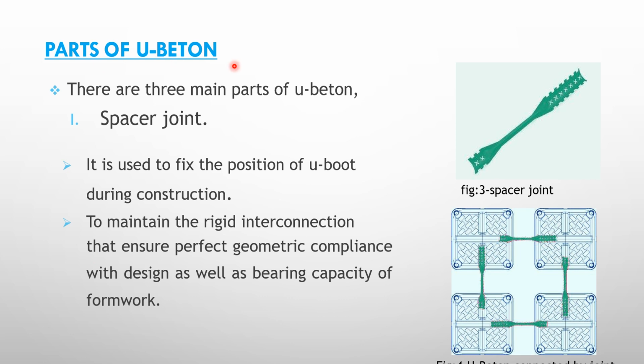Next are the parts of U-Beton. Let us look at what parts are mainly used here. There are three main parts of U-Beton. As you can see in this figure, this is called the spacer joint. These are U-Boot betons and they are connected through the spacer joints. It is used to fix the position of the U-Boot during construction, so that they do not get misplaced. Next, it maintains the rigid interconnection that ensures perfect geometry compliance with design as well as bearing capacity of the formwork.